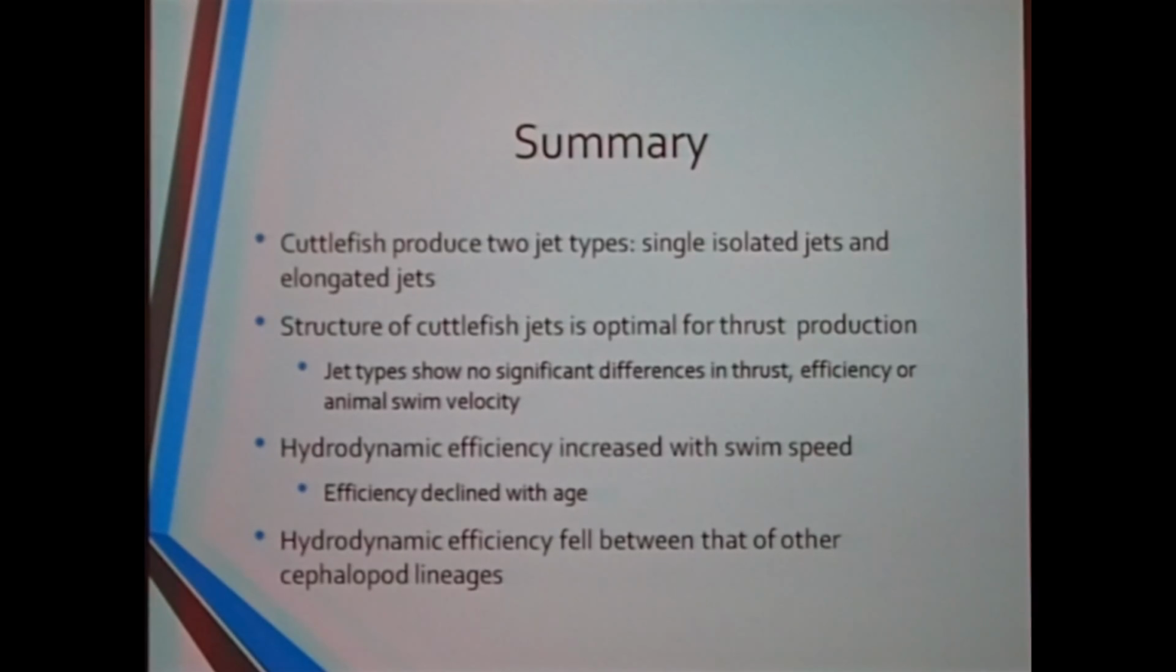To summarise, we found that cuttlefish produce 2 jet types, these single isolated jets and elongated jets. The structure of cuttlefish jets is optimal for thrust production, but jet types don't seem to differ in thrust efficiency or animal swim speed. We found that hydrodynamic efficiency increased with swim speed but declined with age. And we found that this efficiency fell between that of other cephalopod lineages.